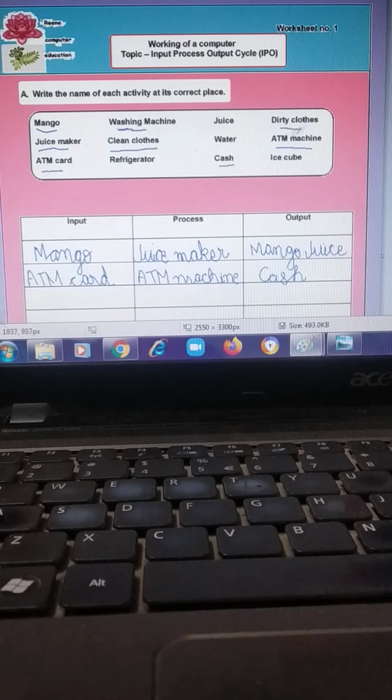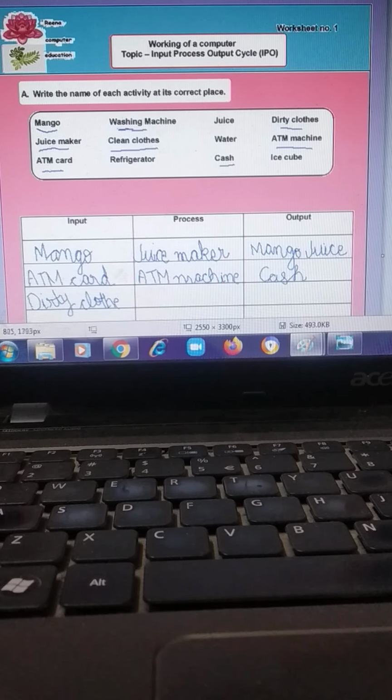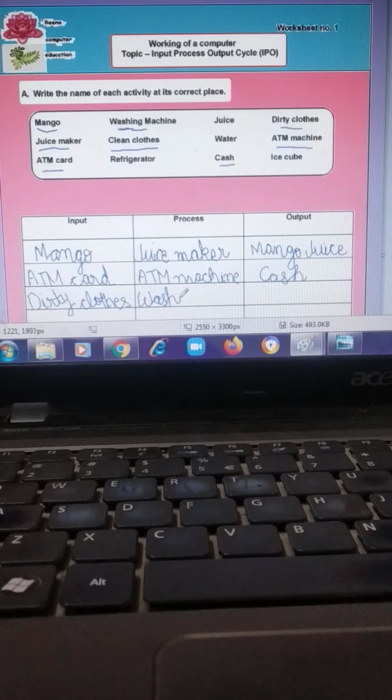So accordingly, these dirty clothes are our input. So let us write here in the input column dirty clothes. And we have to put these dirty clothes in the washing machine. So this is our processing device that is helping us to get the clean clothes. So write here washing machine.